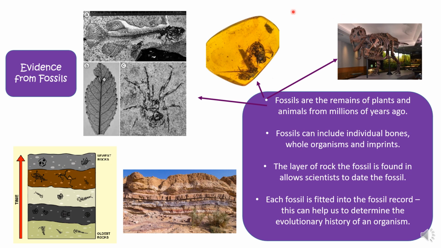So you've got a fish at the top here, a leaf and a spider. So imprints can also be classed as fossils. You can look at things like footprints as well. The fossils can include bones or whole organisms or imprints, as I was saying.